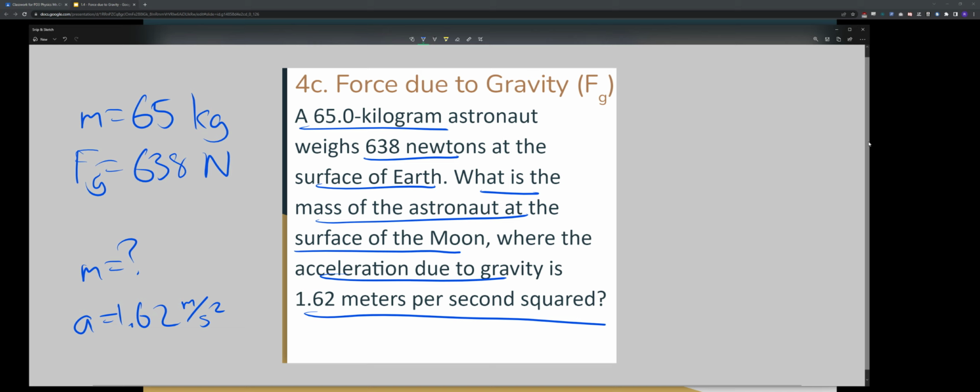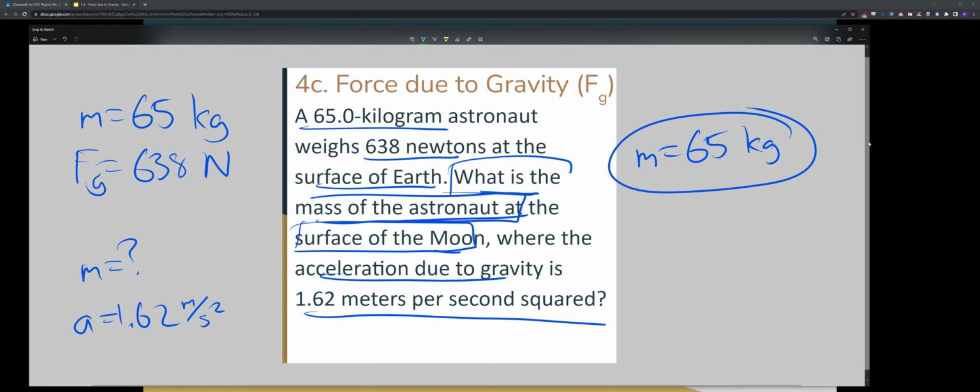So there is no math involved in this question. The question is literally asking you what the mass of the astronaut is on the surface of the moon. You should realize that mass never changes. So the answer here, you're already given the answer. Your mass is 65 kilograms. Done.